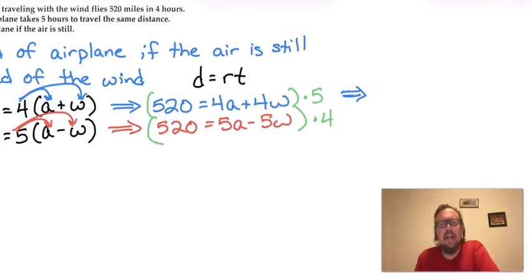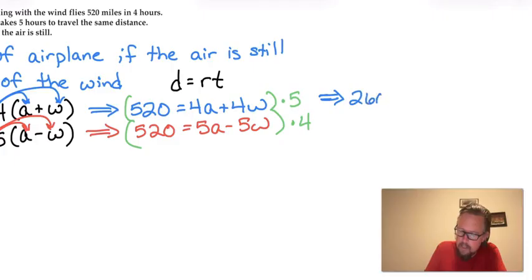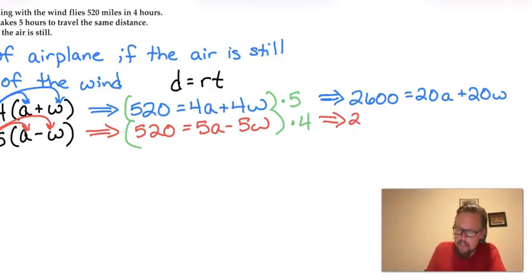What do we get if we multiply everything in the top by 5? So we need to do 5 multiplied by 520, and that should be 2600, right? 2600 equals 20a plus 20w. And then we'll do the same thing on the bottom. 4 times 520 is 2080, I believe. And so that should be 20a minus 20w.